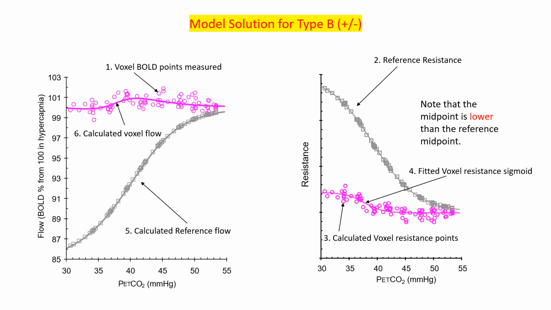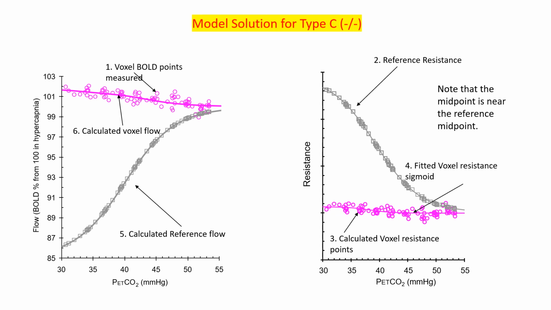At the voxel midpoint partial pressure of CO2, resistance sensitivity, or slope, is at a maximum, and so marks the partial pressure of CO2 where regulation is most effective. Has the resting tone adapted to a lower resting partial pressure of CO2 in this region caused by a chronic hyperperfusion?